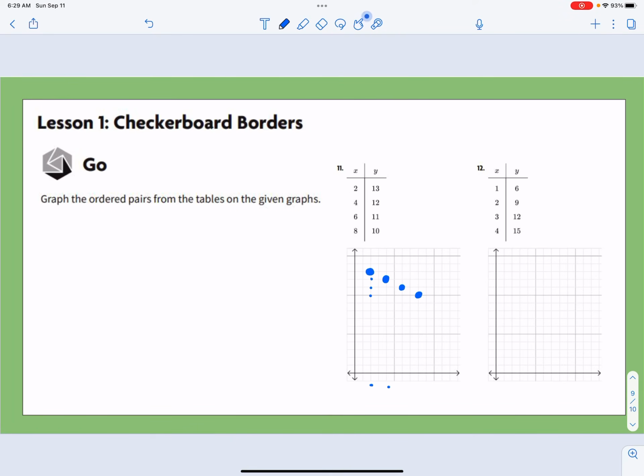And finally, we're going to do 1 and 6. Oops, sorry, that's 0 and 6. Be careful. We'll do 1 and 6 here, 2 and 9 there, 3 and 12, 11, 12 there, and 4 and 15 there.